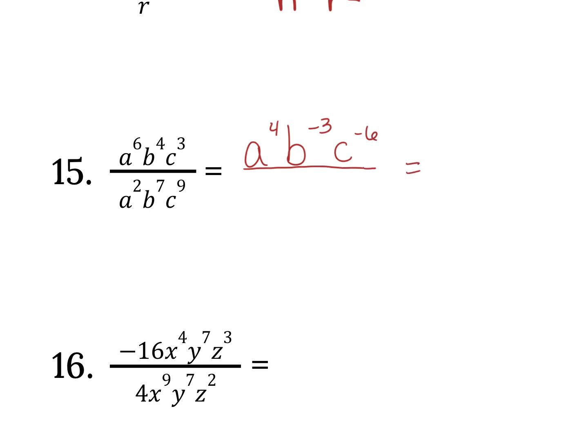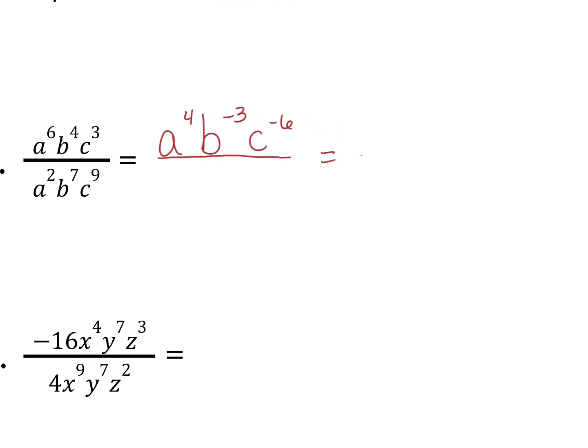So my A is positive, so it's staying on top. Doesn't move, it's already good to go. My B is a negative, though, so I need to move it to the denominator, and it becomes positive. And my C is also negative, so I'm moving that to the denominator and also making that positive. It's tricky. We will spend time practicing it. Okay?